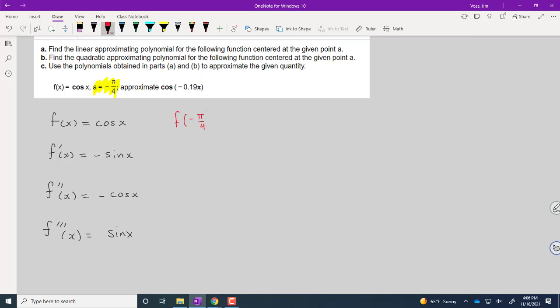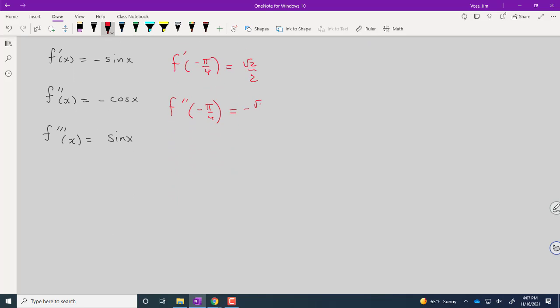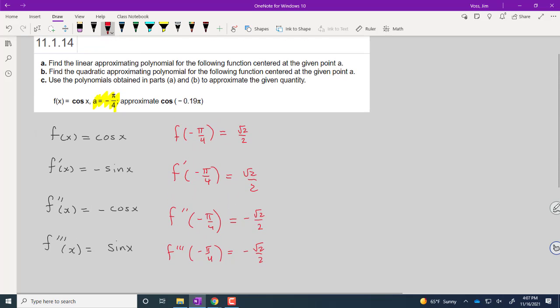So then we take our center, and we're going to evaluate all of these at our center. Cosine of negative pi over 4 is root 2 over 2. And then f prime of that. Sine of negative pi over 4 is negative root 2 over 2. Multiply by negative 1, we get positive root 2 over 2. And then f double prime. Cosine of negative pi over 4 is positive root 2 over 2, multiply by negative 1. And then f triple prime is going to be negative root 2 over 2. All right, so those are the evaluations of the coefficients.